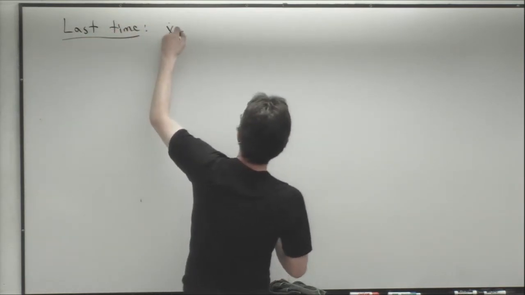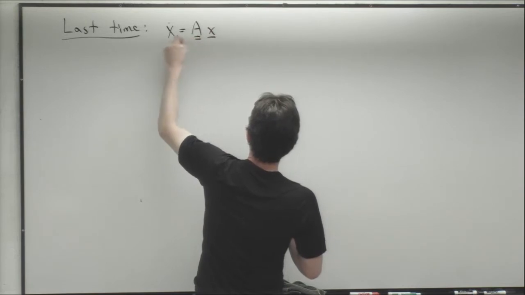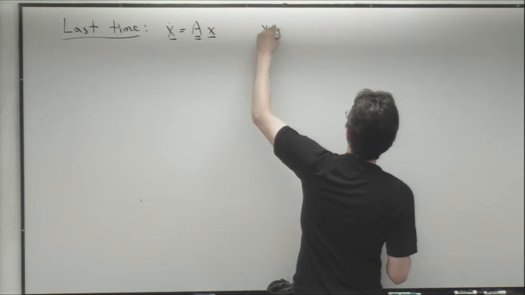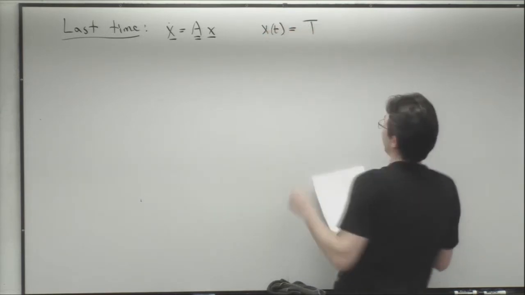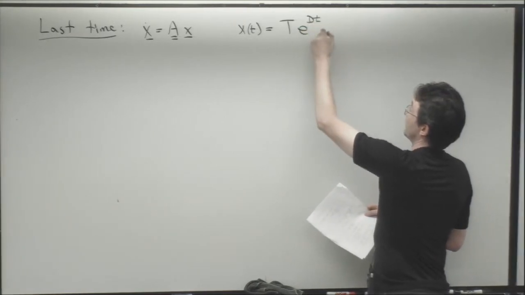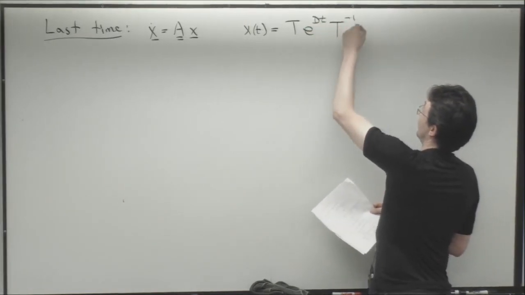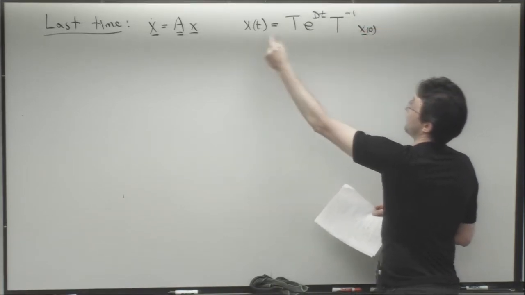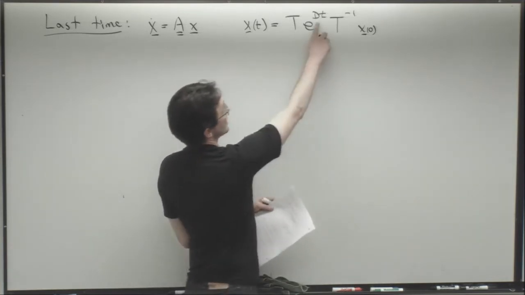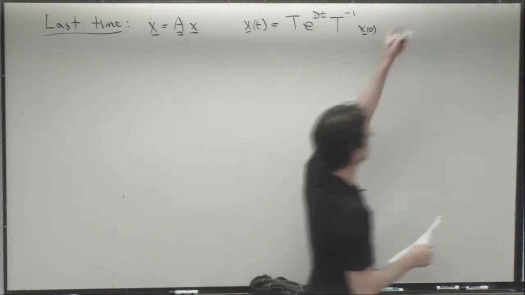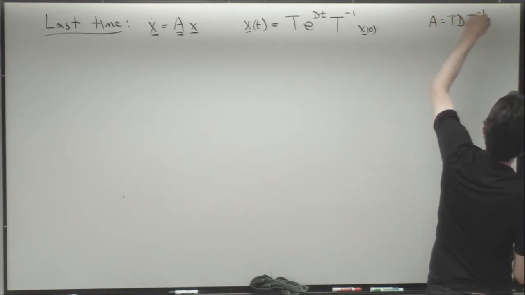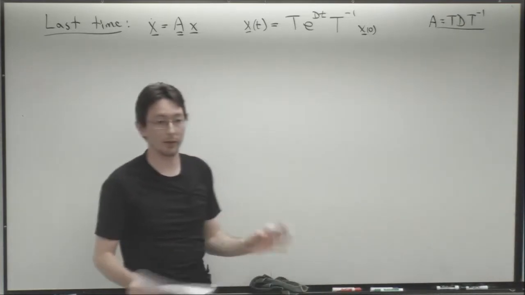if we have a system x dot equals matrix A times x, then our solution is x at time t equals T, the matrix of eigenvectors, times e to the diagonal matrix D times time, times T inverse, times x naught. T is a matrix of eigenvectors, D is a matrix of eigenvalues of A. Remember we have A equals T D T inverse. That's what we did last time.